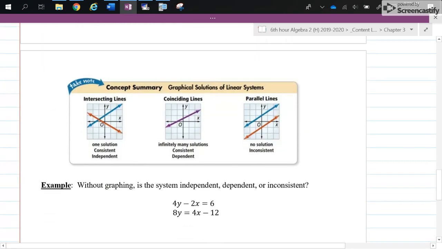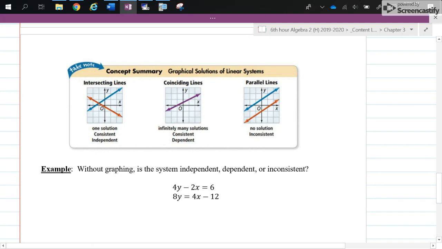And then we can also look at it graphically. Let's put it all together, what we've learned today. We've learned that there are three types of systems with linear equations. The first one would be if the two lines intersect. If the two lines intersect, then the system has one solution, and it is a consistent, independent system. If the two lines are coinciding, which means they're exactly the same line, then that system has infinitely many solutions. They will intersect infinitely many times, and that system is consistent but dependent.